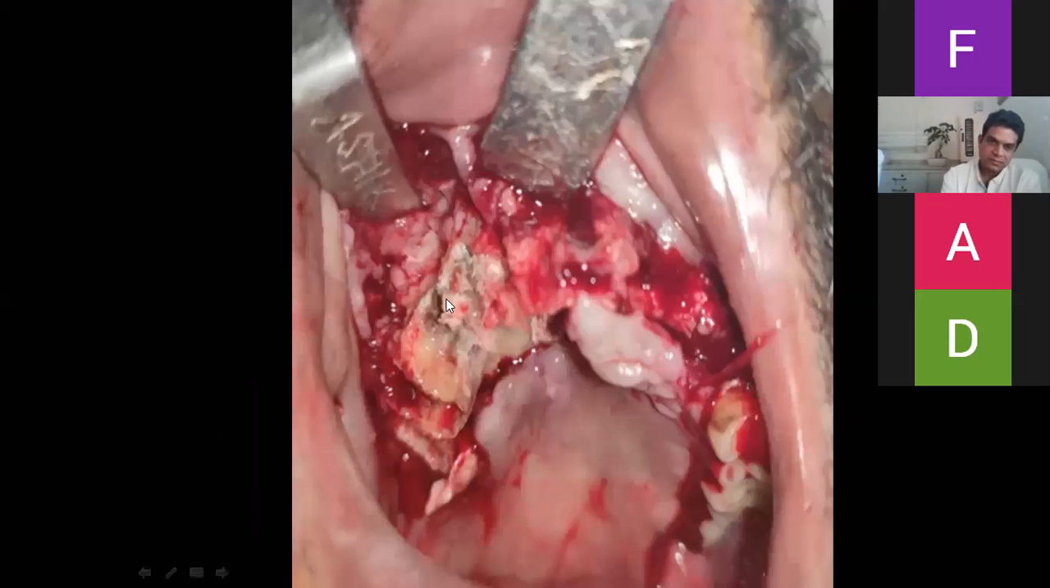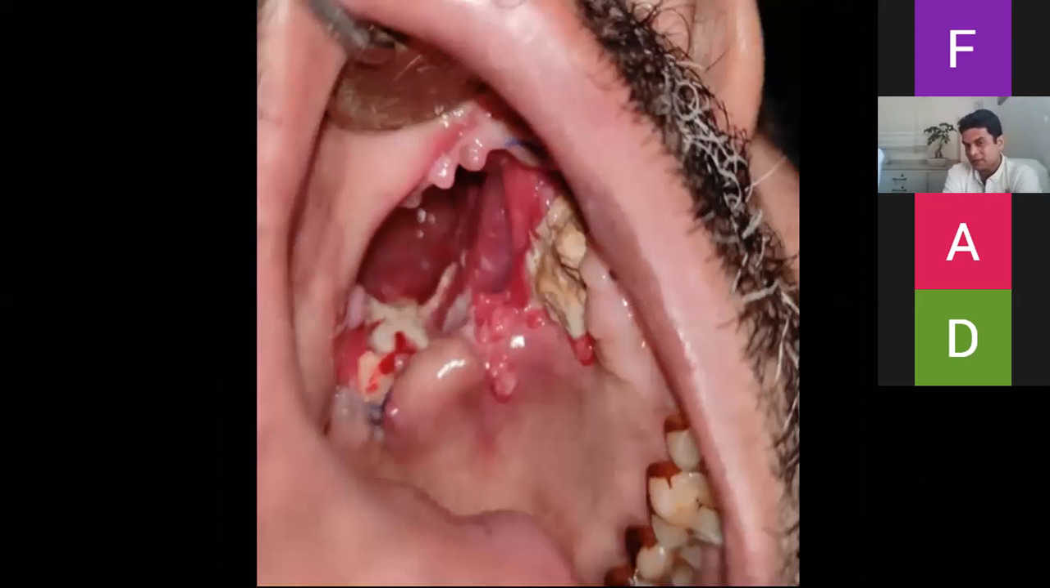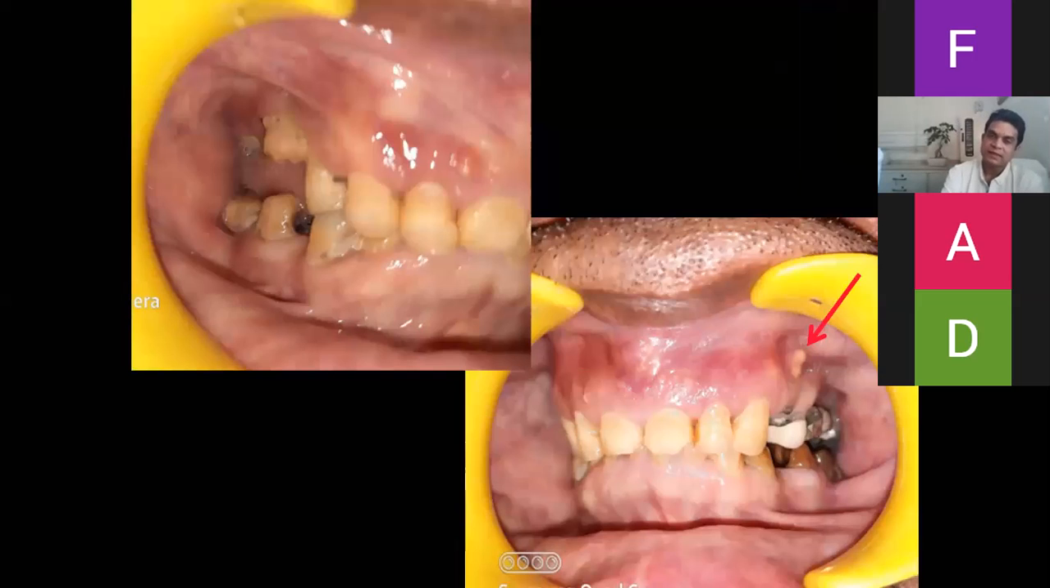This is the necrosed bone. There is no bleeding. So you have to remove all this and do the open dressing. Gradually it heals, then you can rehabilitate with either obturation. We have not done any zygomatic implant in these cases yet. We are still waiting for another case.